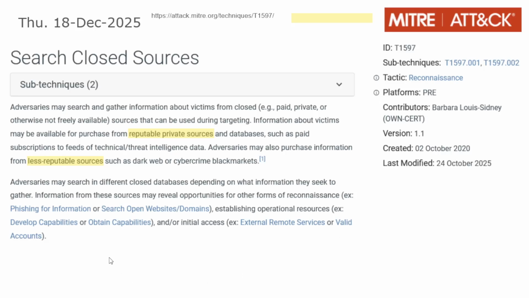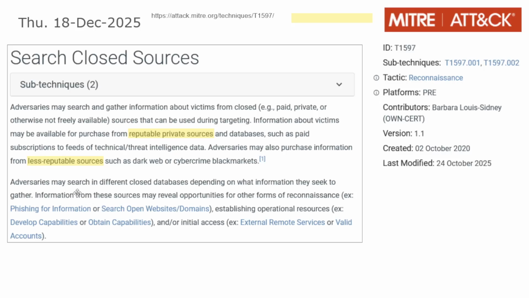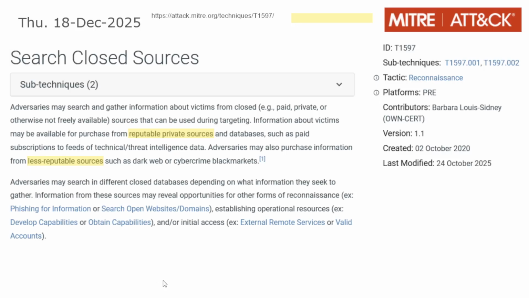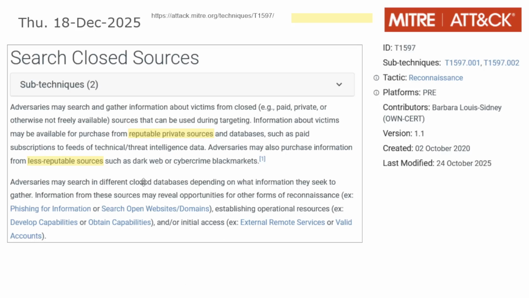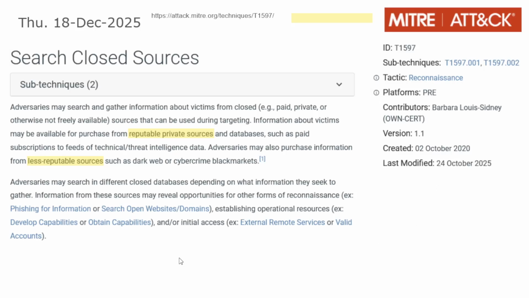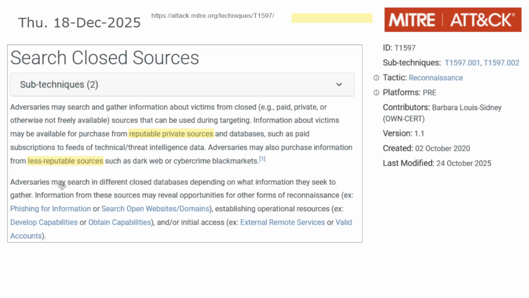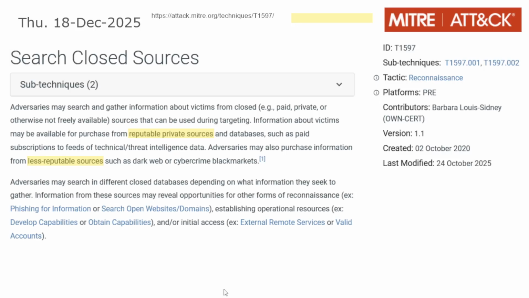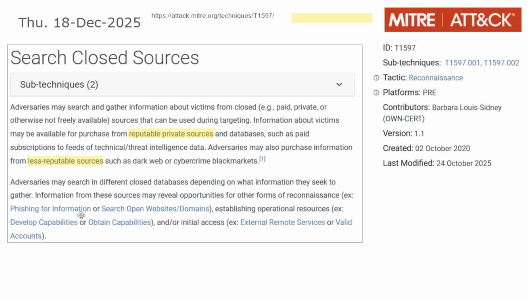Okay, what else do we have? Adversaries may search in different closed databases depending on what information they seek to gather. Closed databases, yes, so we had open databases in the last video, open vendor data. MITRE ATT&CK is an open database, an open website. You have closed websites too. Information from these sources may reveal opportunities for other forms of reconnaissance. An example is phishing for information.